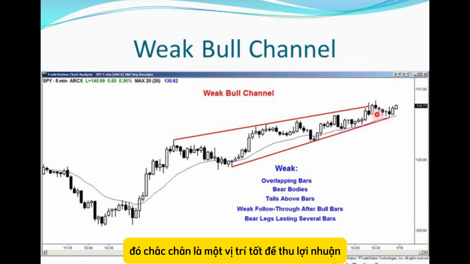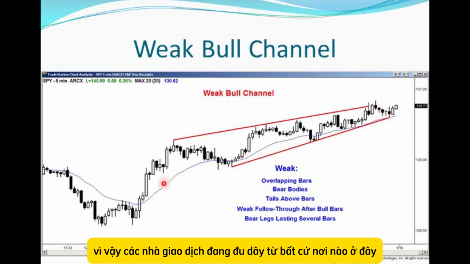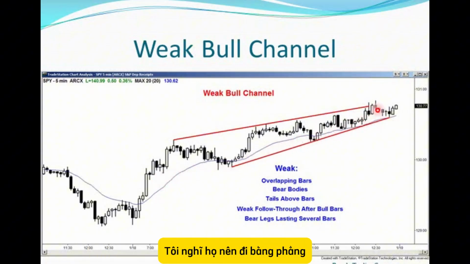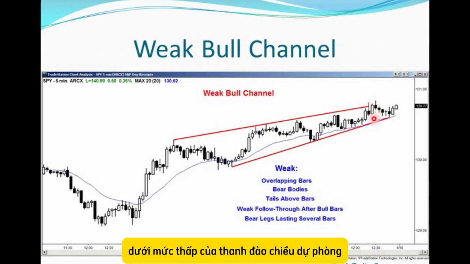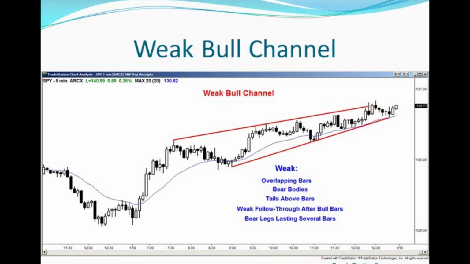It's certainly a good location to take profits. We're near the end of the day. You're looking for a reason to take profits. So traders who are swinging longs from anywhere in here, I think they should get flat below the low of this bear reversal bar at the top of the channel.